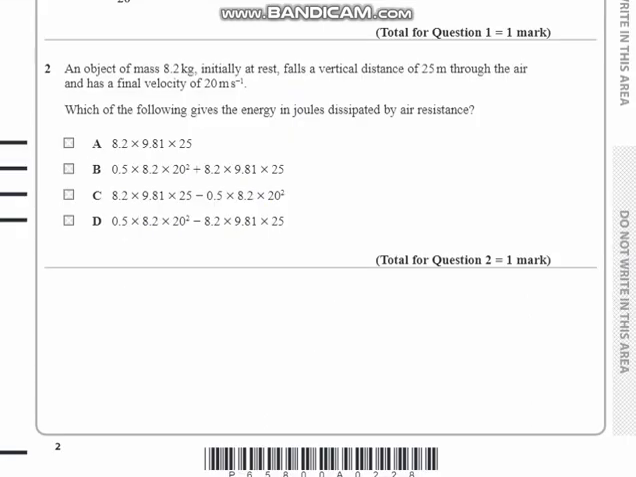The second question is, an object of mass 8.2 kg initially at rest falls a vertical distance of 25 meter through the air and has a final velocity of 20 meter per second. Which of the following gives the energy in joules dissipated by the air resistance? So initially, we have kinetic energy, that's KE, and we have a potential energy too. So they ask us to find the dissipated energy in terms of air resistance.